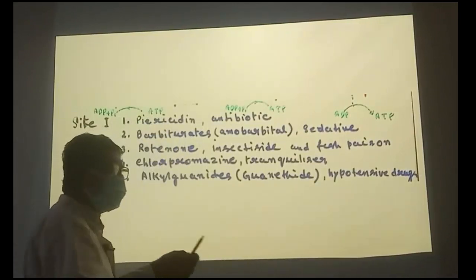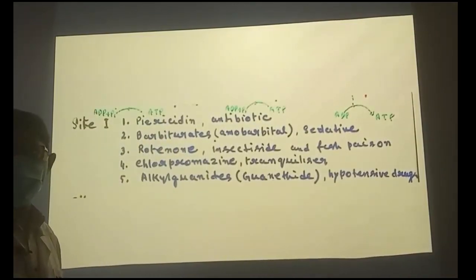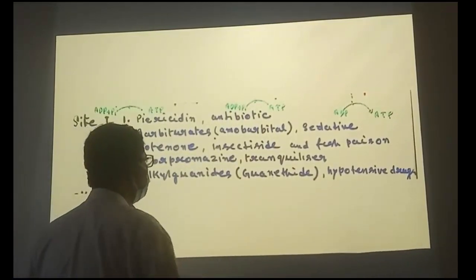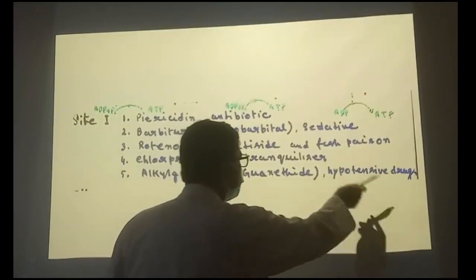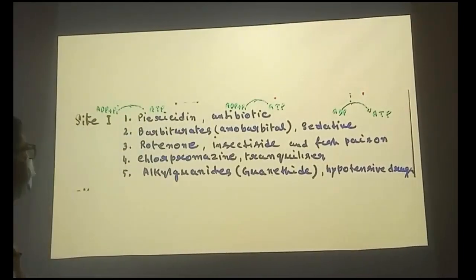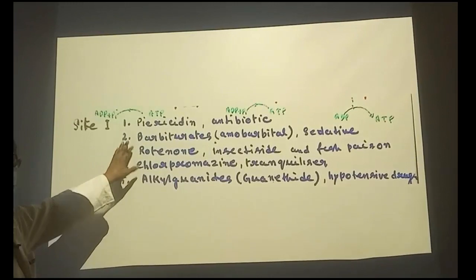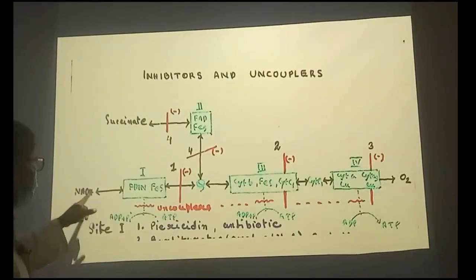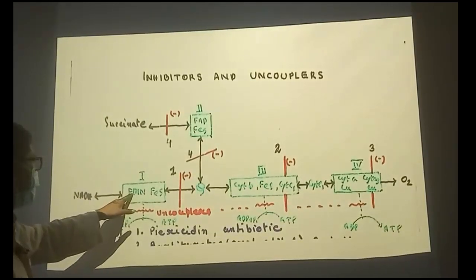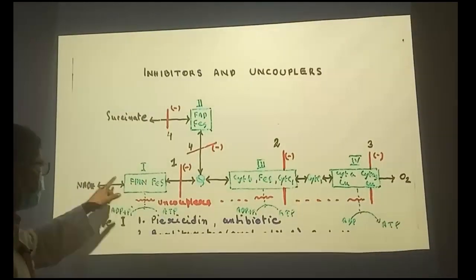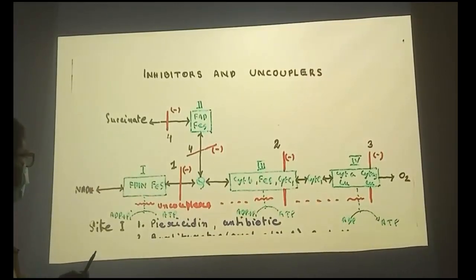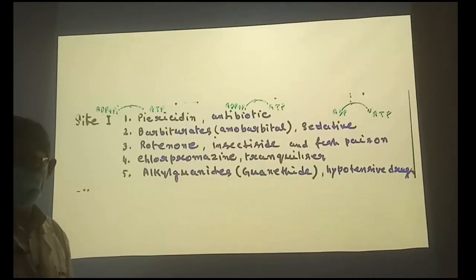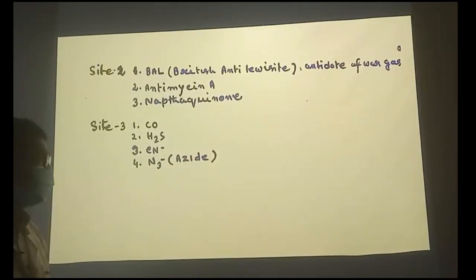the type of drug which is used for the prevention of nausea and vomiting, and alkyl guanides, which are also hypotensive drugs, can block site 1. So they are the inhibitors of site 1 of the electron transport chain, the previous one. So NADH, FMN, FeS or complex 1 can be inhibited. Likewise there are some other inhibitors as well. Please come to the next slide.